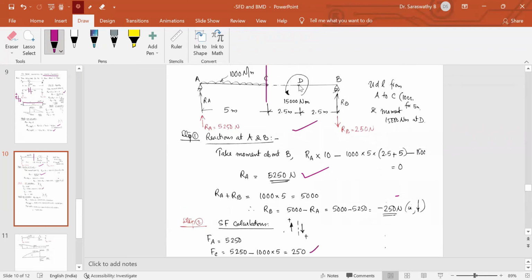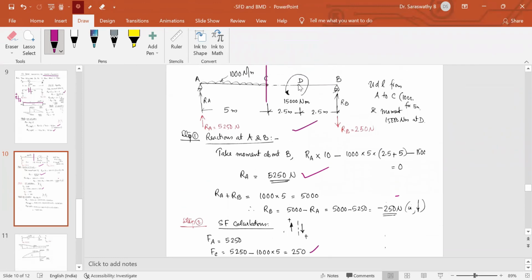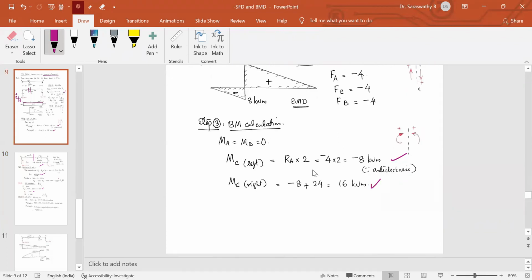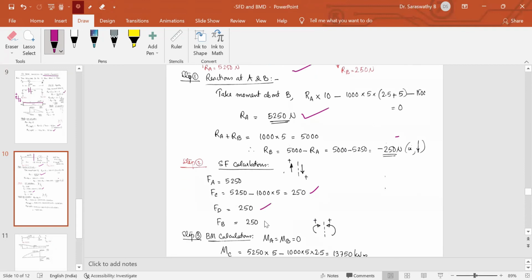Now coming to this point D, just to the left of it, only this much, 5250 minus this 5000. At this point D, there is no point load, there is only moment. So we need not consider right and left, we consider point D. At the point D, algebraic sum of all the forces, 5250 minus 5000, it's 250. And at point B, the total forces to the left of it, 5250 minus 5000, 250. So we got 250.